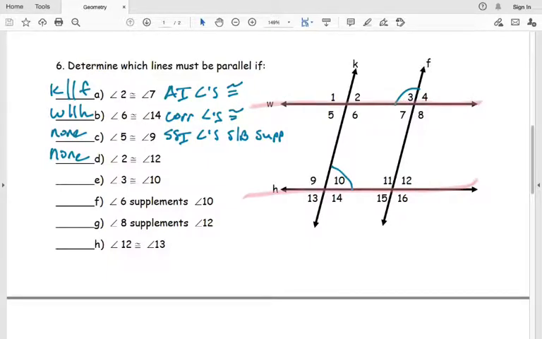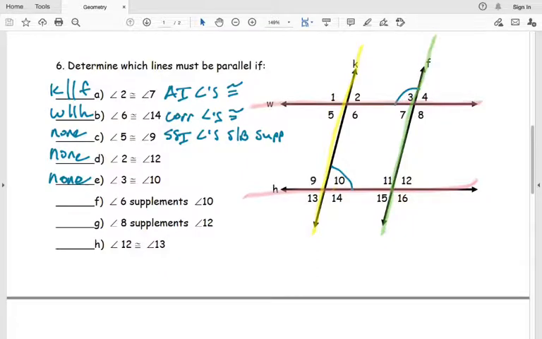But again, they're formed by different transversals. Angle 10 is formed by this transversal with line H. And then angle 3 is formed by line W and this transversal. So they don't have a relationship. They're not alternate interior. They're not corresponding. They're not same side interior. There's no relationship with those angles. So we would say none. We just don't know because they're not one of those special angles.